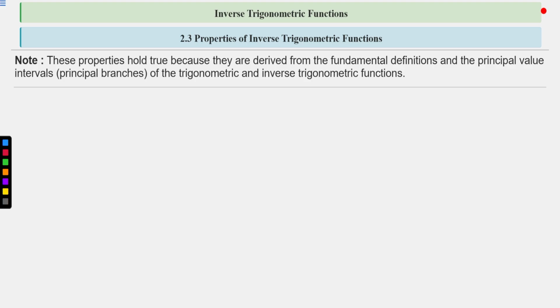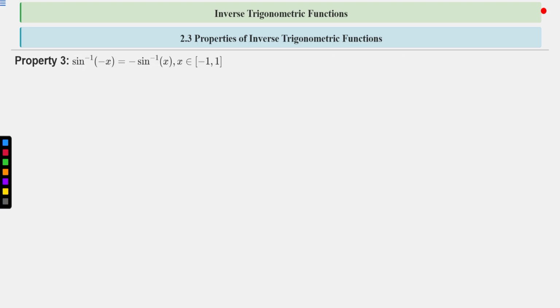Right. Okay, let us move to the next section. Property 3. Property 3 says sine inverse minus x is equal to minus of sine inverse x, when x belongs to minus 1 to 1. That is, suppose sine inverse minus of 0.5 will be equal to minus of sine inverse 0.5. Got it? And the value you take here will always lie between minus 1 and 1. This thing you have to keep in mind.